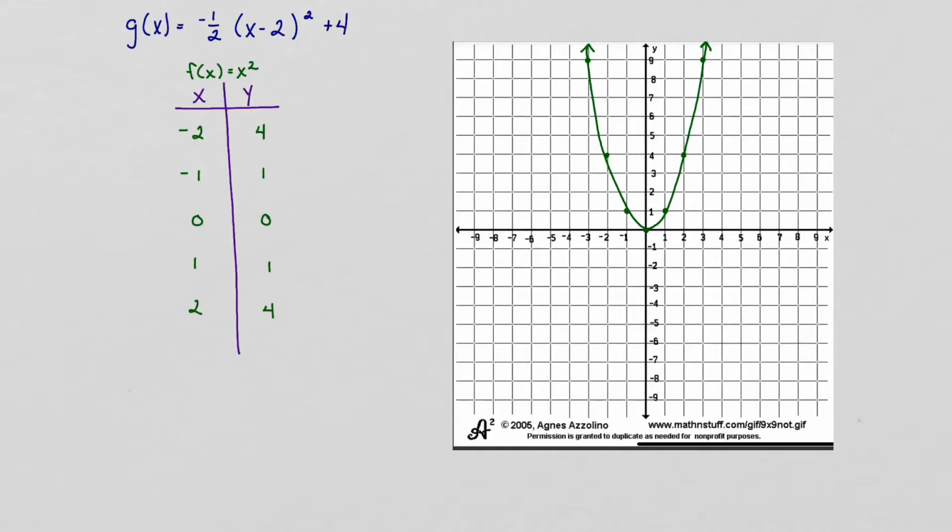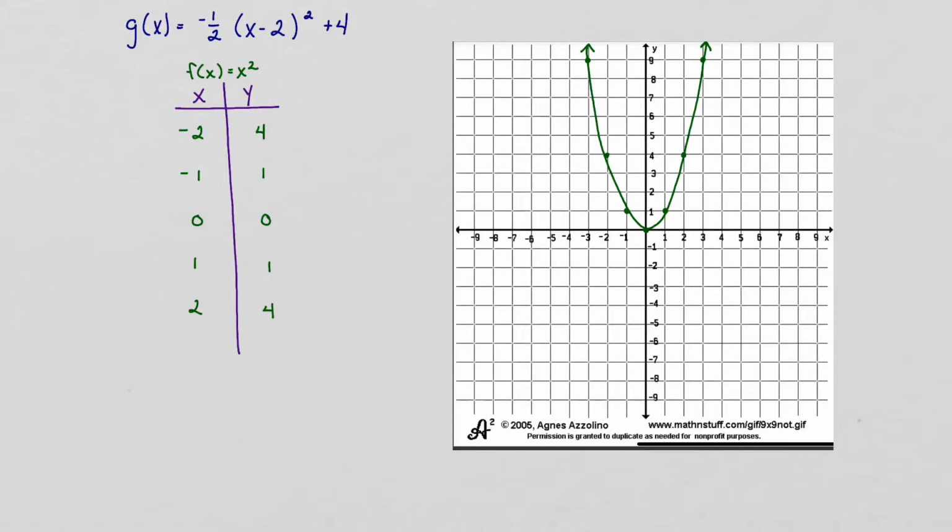Before I do that, I just want us to note that I do have a table of values from the parent function f of x is equal to x squared provided for me. I'm going to use this to keep track of all those transformations, and this way I'm not going to lose the vertex of my parabola once I've transformed it. So let's start identifying these different transformations.